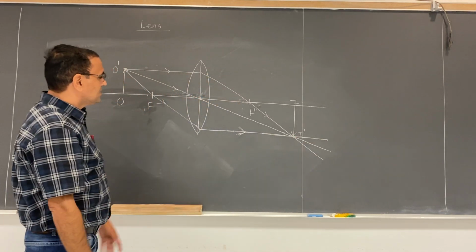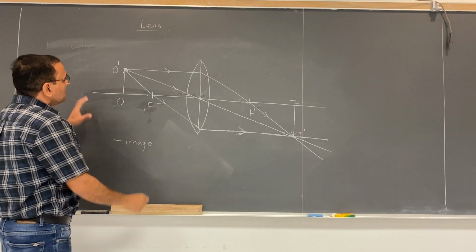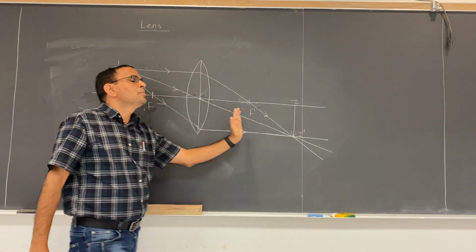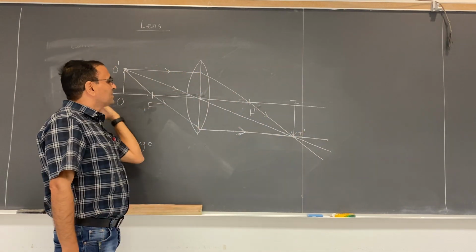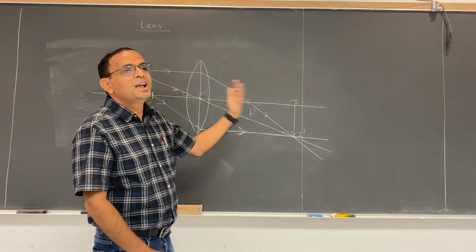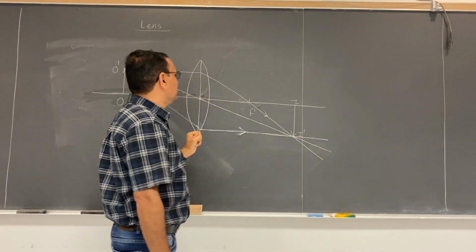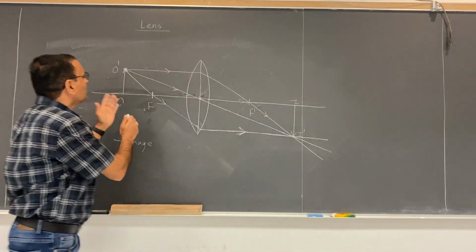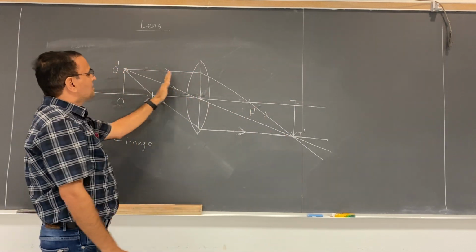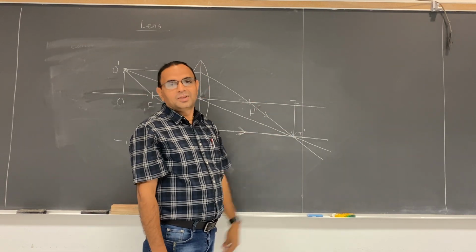In this case, light is coming from this side, and the image is on the other side. We cannot say behind the convex lens, because it is a transparent medium and light can come from this side or from that side. Here light is coming from the left side, and the image is on the right side. I can say the other side of the lens.